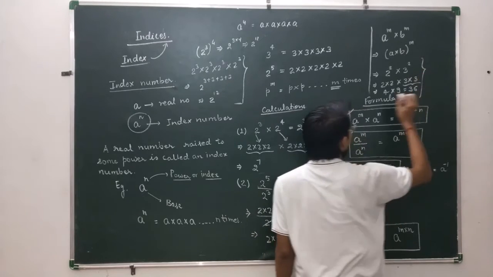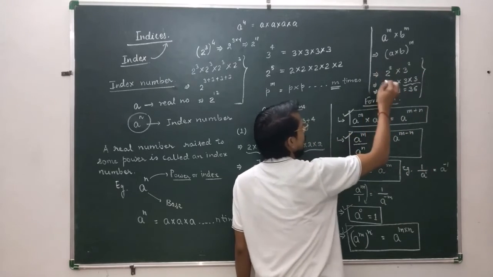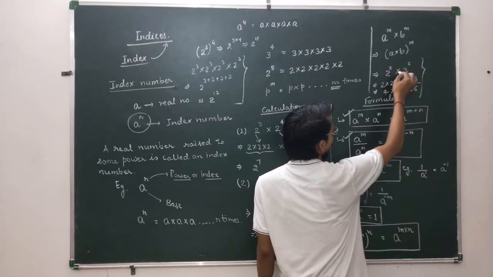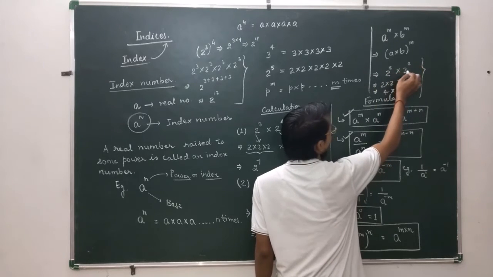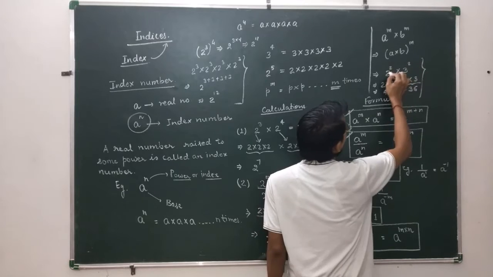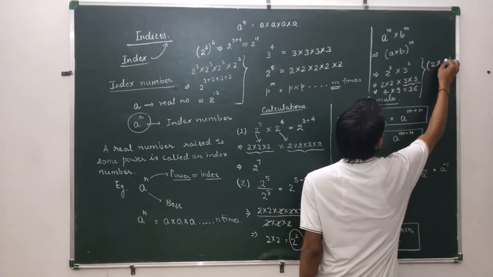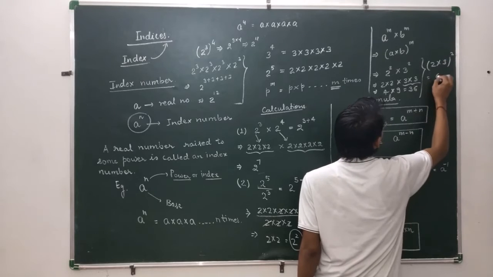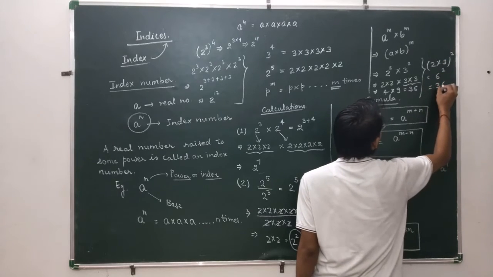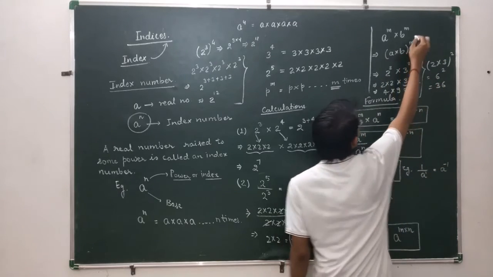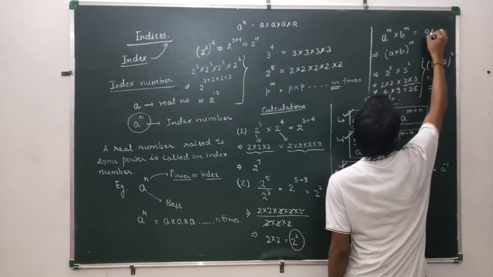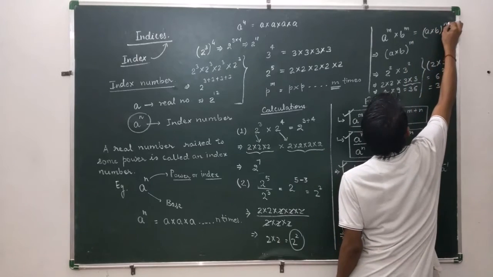You can also find the answer using this formula. 2 raised to the power 2 into 3 raised to the power 2. The bases are different but the powers are same. So you can use this formula and the answer will be 2 into 3 raised to the power 2. That is 6 raised to the power 2. That is 36. So this is a very shortcut formula to find the answer.